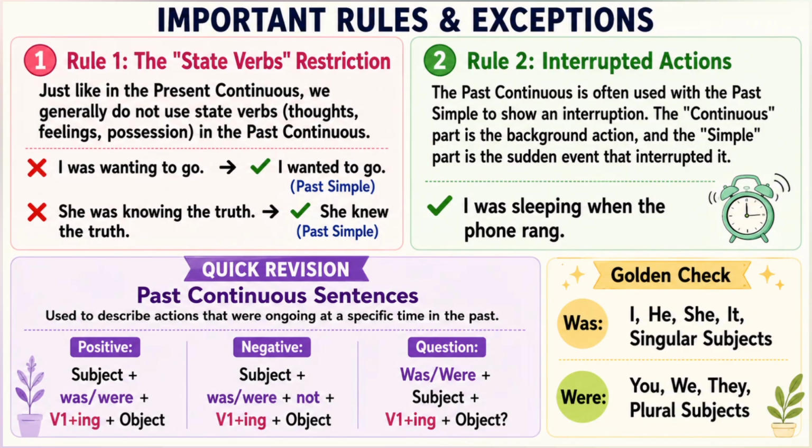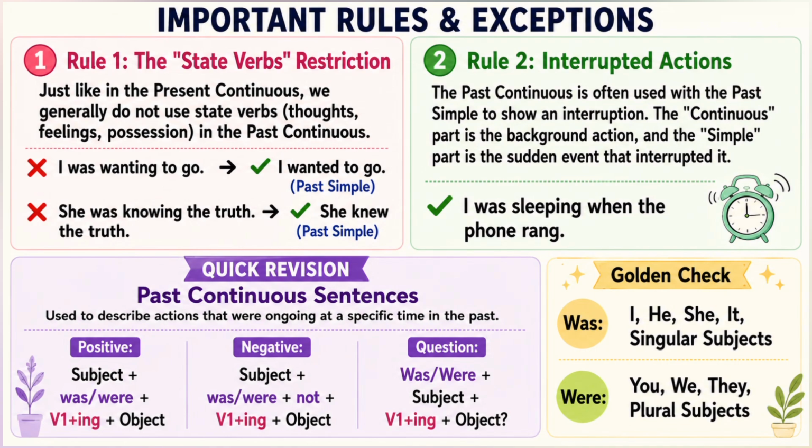Rule number 2 is interrupted actions. The past continuous is often used together with the simple past to show that one action interrupted another. The past continuous describes the background action, and the simple past describes the sudden action that interrupted it. For example, I was sleeping when the phone rang. Here, I was sleeping is the background action, and the phone rang is the action that interrupted it.